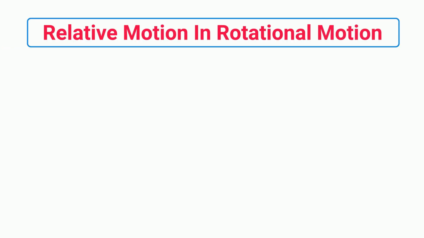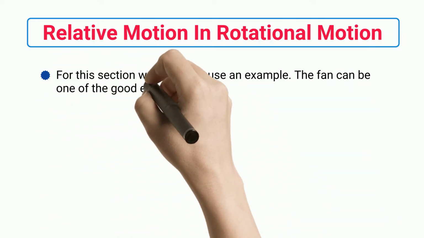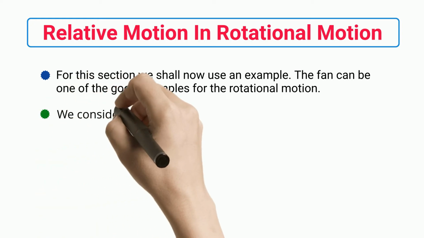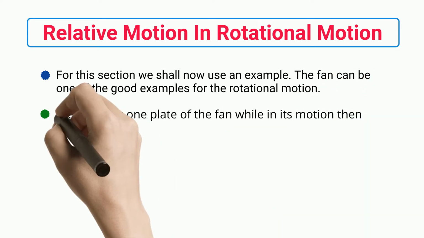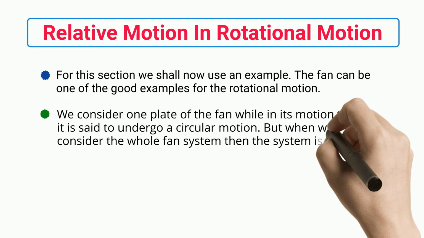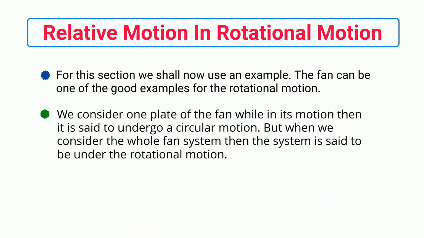Relative motion in rotational motion. For this section we shall now use an example. The fan is one good example of rotational motion. We consider one blade of the fan in its motion, then it is said to undergo a circular motion. But when we consider the whole fan system, then the system is said to be under rotational motion.